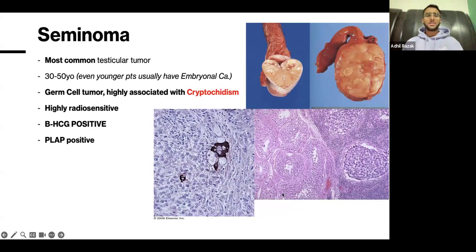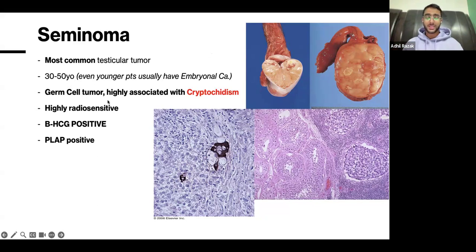All right, so for seminoma, it looks like this. It's like a pale tumor. It's not yellowish. Yellowish would be something else, which we'll talk about in a second. It's kind of like a pale tumor. It looks like a heart. Not going to comment on that. So anyways, these are two images, both from your lecture. And it happens in 30 to 50-year-old patients. And in patients who are much younger, it's usually embryonal carcinoma.